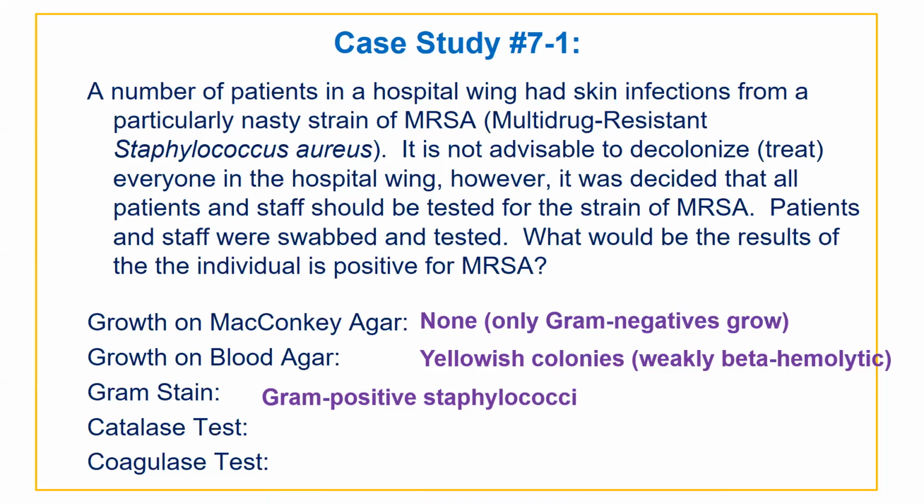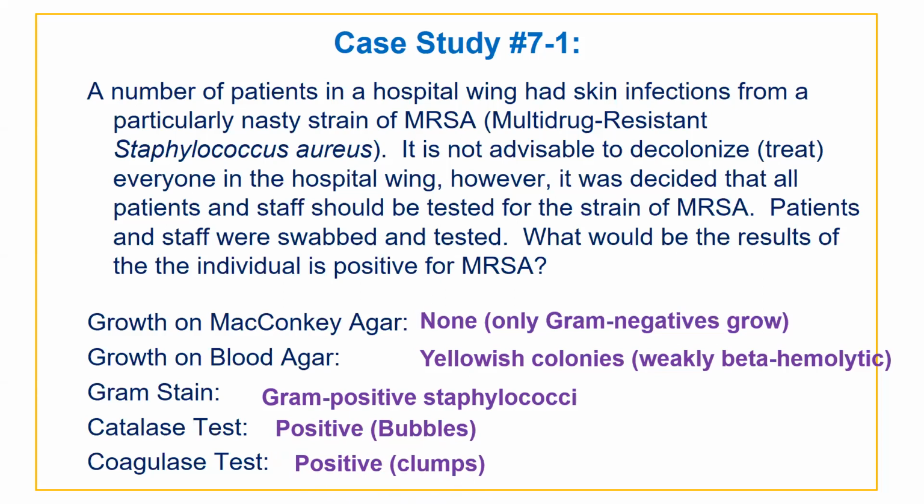The Catalase test. So remember that was a test to distinguish between strep and staph. Okay, and so staph is positive, and that means you're going to have bubbles, right? And the Coagulase test. That was the test that is going to distinguish between Staphylococcus epidermidis and Staphylococcus aureus. And so this is positive, meaning it does clot. This is probably not all the tests that they're going to do.